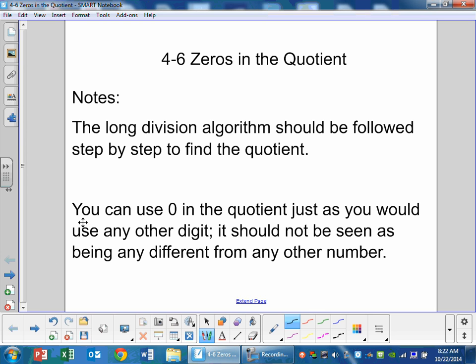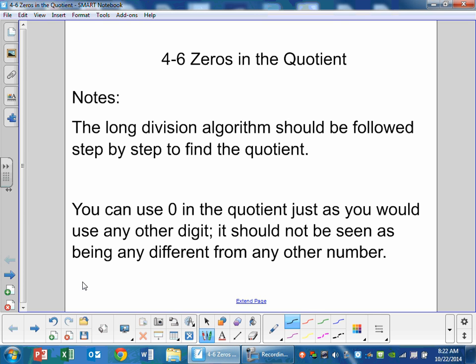Okay, so a big idea right here, I want you to write this down too, is that you can use zero in the quotient just as you would use any other digit. It should not be seen as being different from any other number. Just because it's zero, it's still a digit, it's still part of the number, and it's important to be included in the quotient in the right place value.